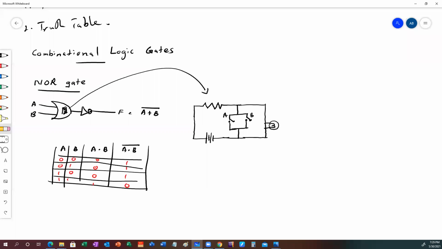I got OR gate. OR gate here. It should be, I have made a mistake.